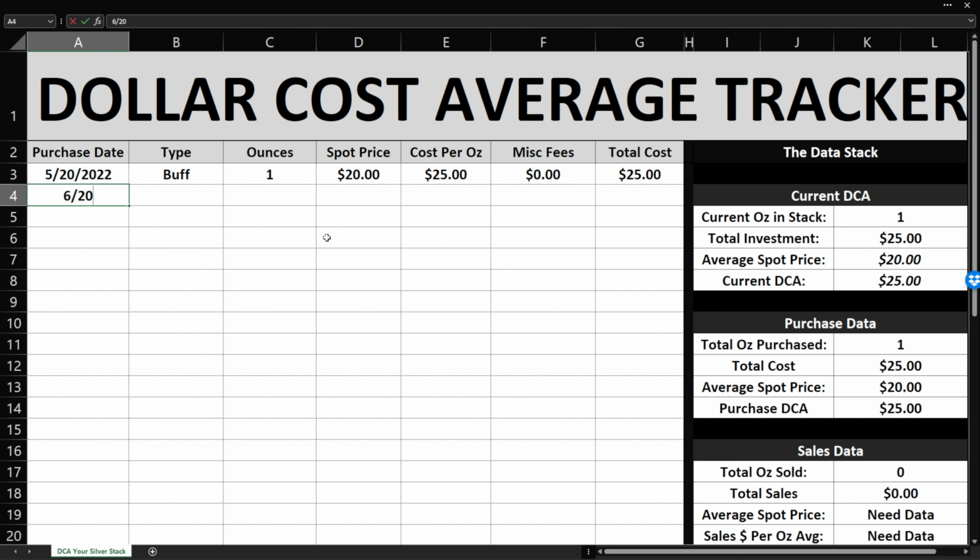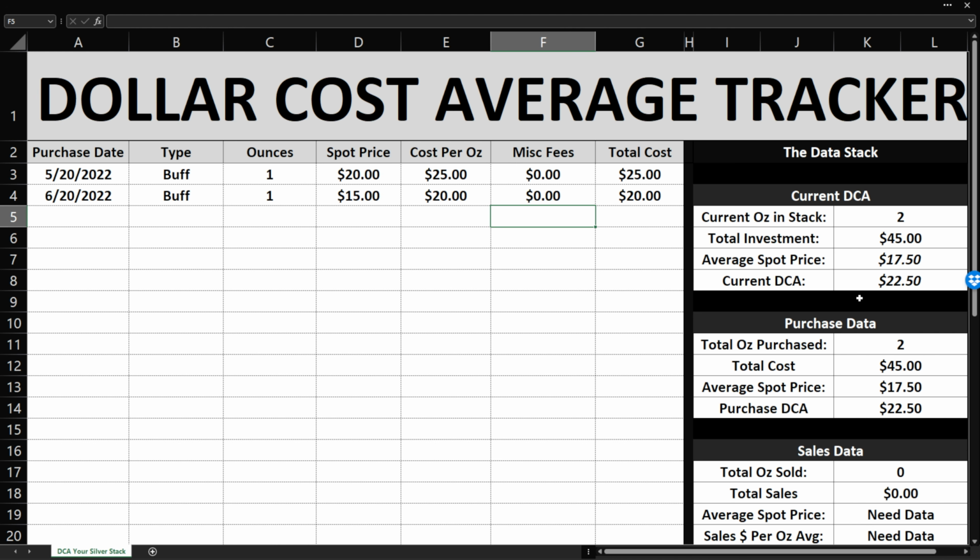Now let's say June 20th comes around. We're going to make our investment again. We're going to buy 1 ounce. This time spot price is down to 15 and we paid $20 for that buffalo. So now, as you can see, our dollar cost average has come down to $22.50 an ounce, just like I said before we pulled up the spreadsheet.